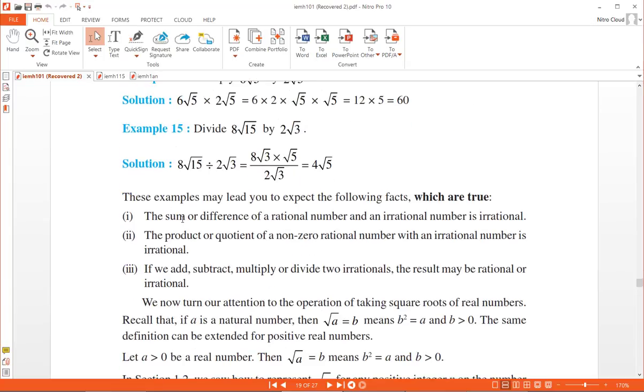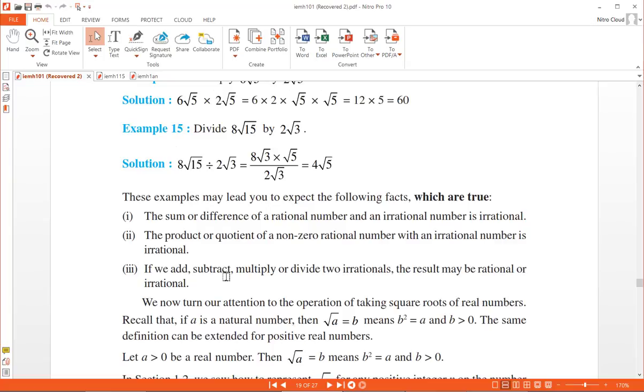So the facts are that the sum or difference of a rational number and an irrational number is irrational. The product or quotient of a non-zero rational number with an irrational number is still irrational. If we add, subtract, multiply or divide two irrational numbers, the result may be rational or irrational. So if I have something like 8 root 3 divided by root 3, then I'm dividing two irrational numbers, but my answer is 8, which is a rational number.